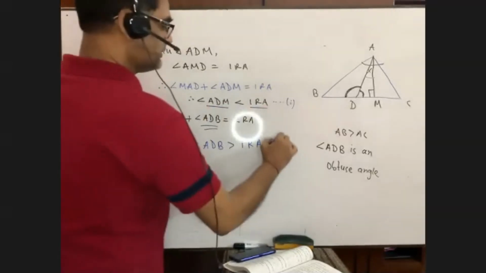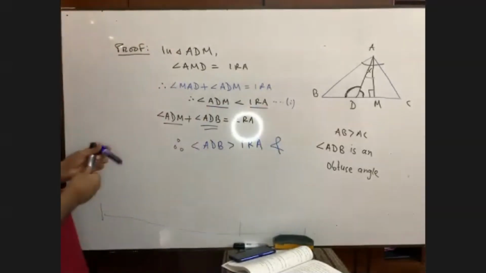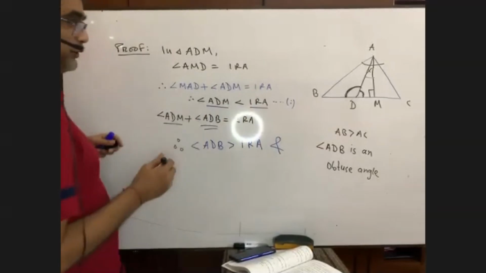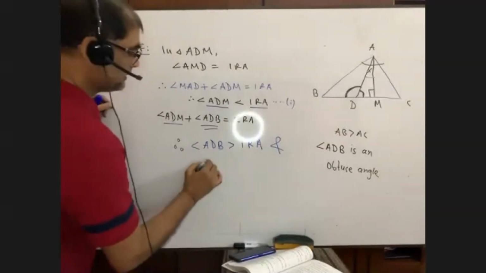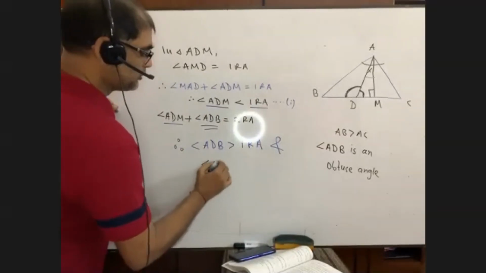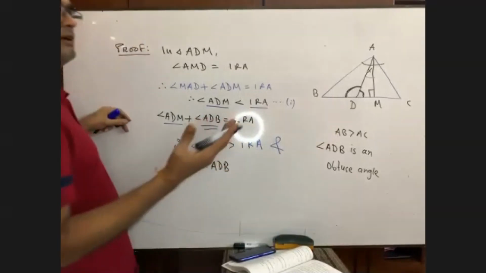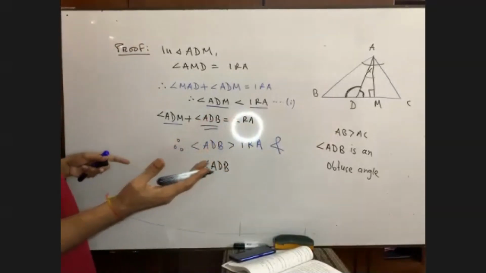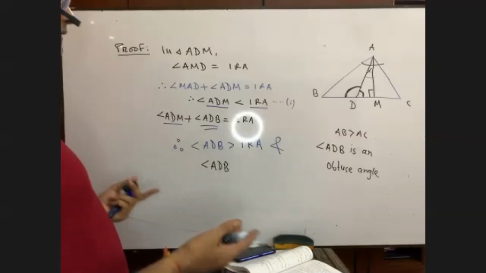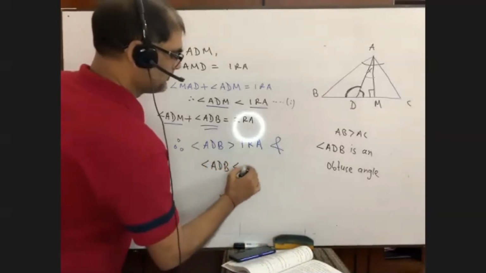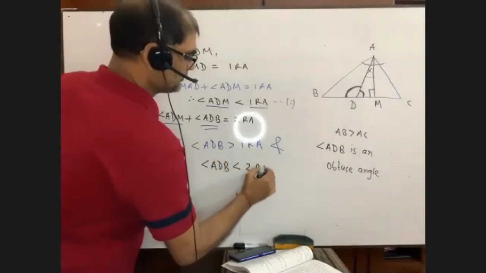And that I told you, a limit must be given. Angle ADB is greater than one right angle. That means what? Greater than one right angle means it is smaller than what? Smaller than two right angles.